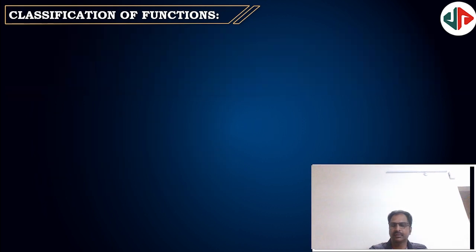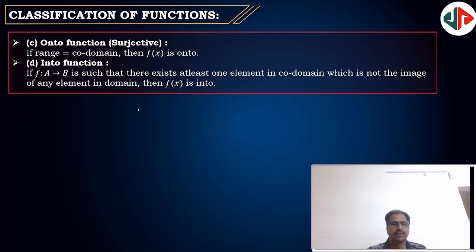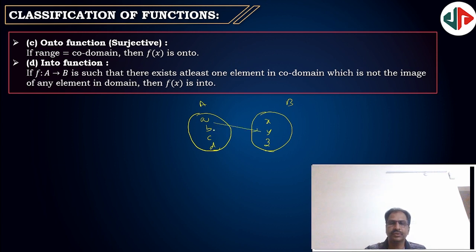Next, onto function. Any function f is said to be onto if range and codomain are equal. We already know that range is subset of codomain, but if range and codomain are equal, then that function is said to be onto. For example, A is associated with Y, B is associated with X, C is associated with Z, D is also associated with Z.